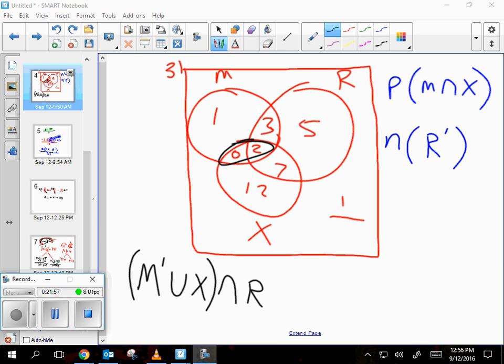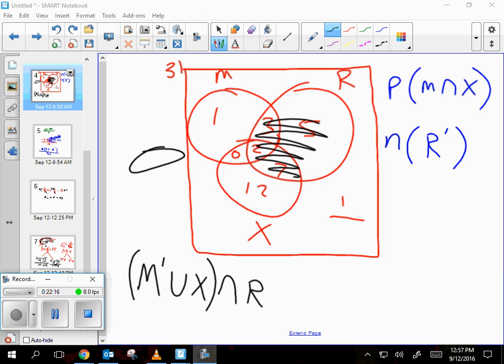The N is the number of elements of, or the number of numbers in, not R. All right, well, where is not R? It's everything that's not those guys. So I'm going to cross those guys out, and it's everything else. So it's 0 and the 12 and the 1 and the 1. So that's 14. Raise your hand if you had 14 for that one.